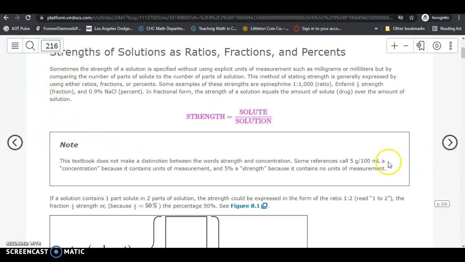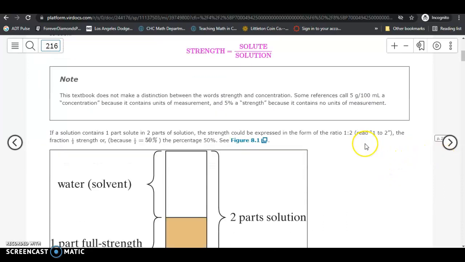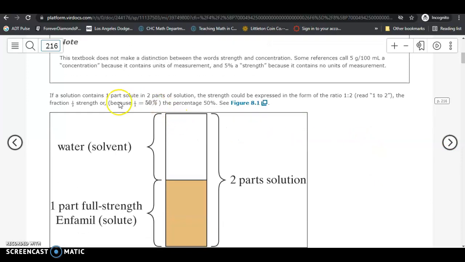Okay, so let's quickly look at some examples. For example, if a solution has 1 part of solute and 2 parts of solution, you can express the strength as a ratio, 1 to 2, with the colon separating the amount of solute and the total amount of solution, so it's read as 1 to 2. Or as a fraction, 1/2, so numerator 1, denominator 2. Or as a percentage: if you do 1 divided by 2 on your calculator, then multiply the decimal by 100, you get 50%.